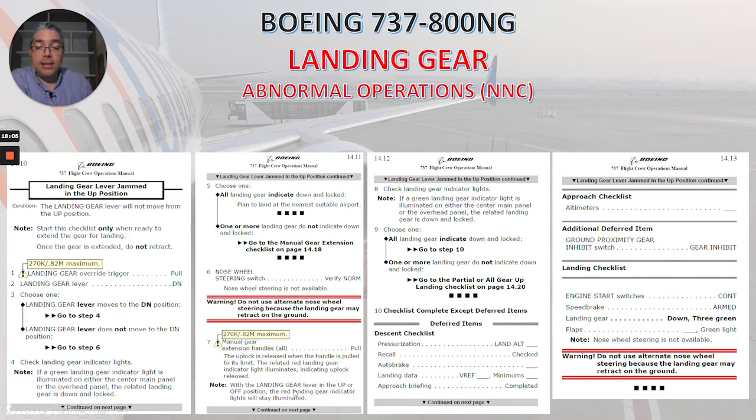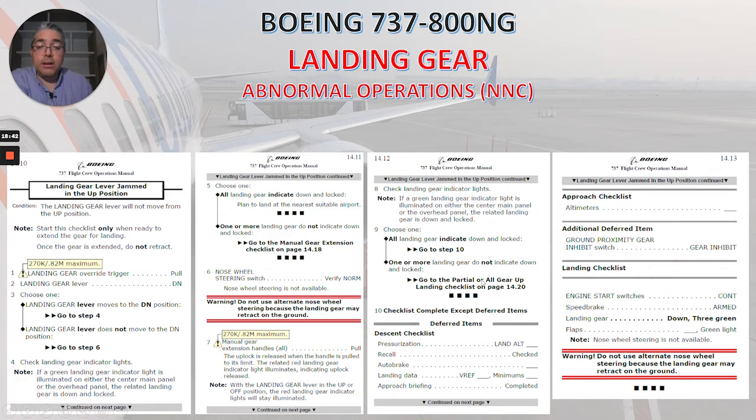Note, with the landing gear lever in the up or off position, the red landing gear indicator lights will stay illuminated. 8. Check landing gear indicator lights. Note, if a green landing gear indicator light is illuminated on either the center main panel or the overhead panel, the related landing gear is down and locked. Choose one. All landing gear indicate down and locked.